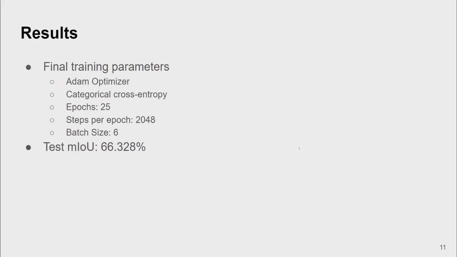This is our final training parameters. We use the Adam optimizer with the categorical cross entropy loss. We trained for 25 epochs with 2048 steps per epoch and a batch size of 6. With this configuration, we achieved a mean intersection over union score of 66.328 on the hidden test data set.